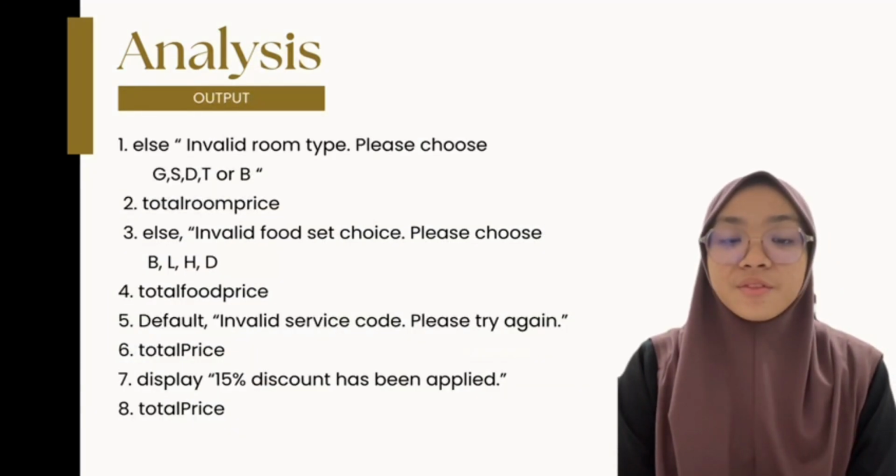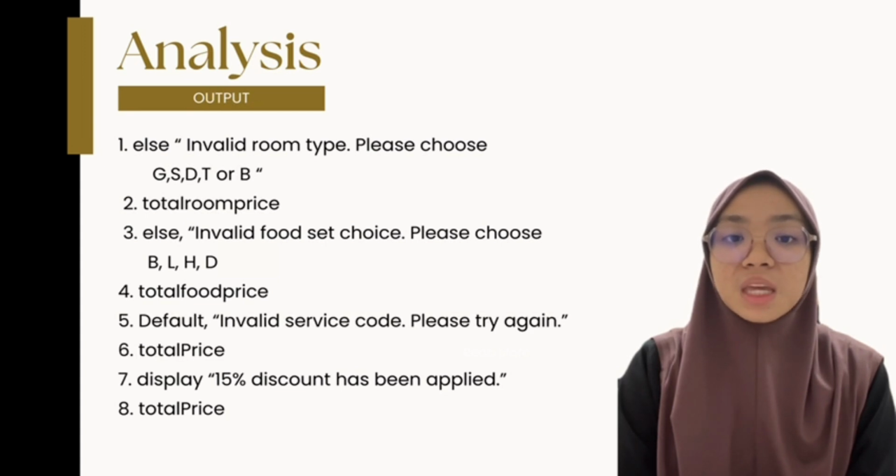Program will display else invalid room type for the false selection room type, then will display the total room price if the selection room type is true. Next, else invalid food set choice will also be displayed in the program if false. Then after the food set choice have been selected correctly, program will display total food price.